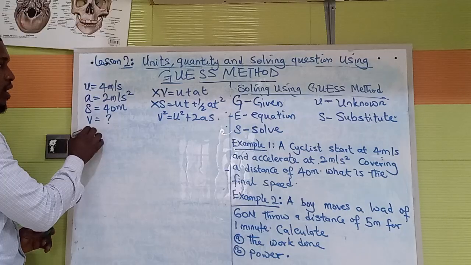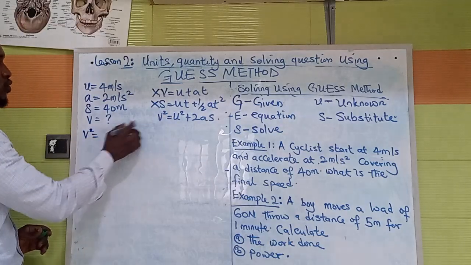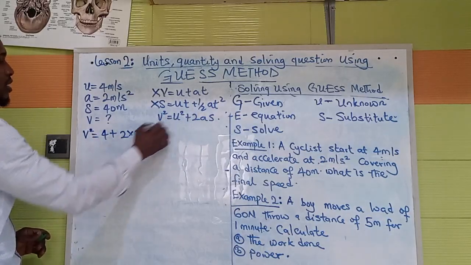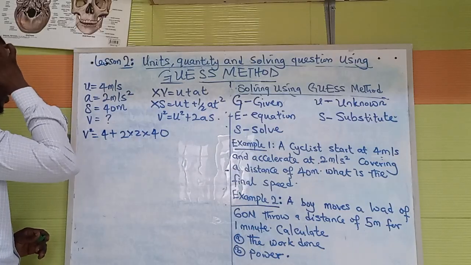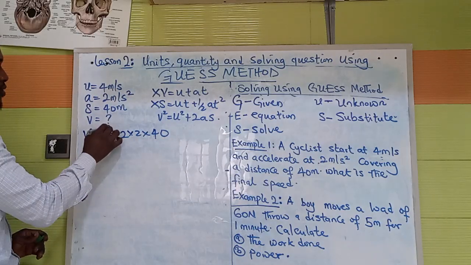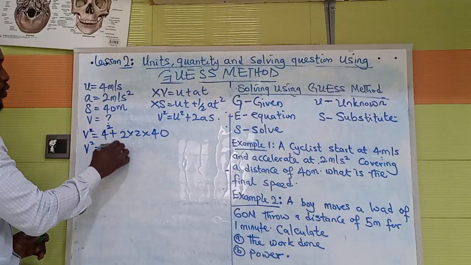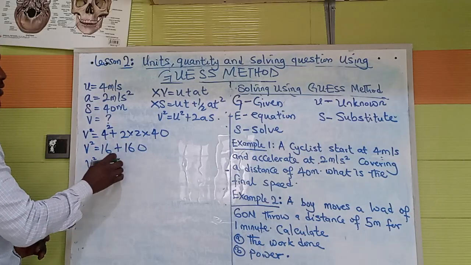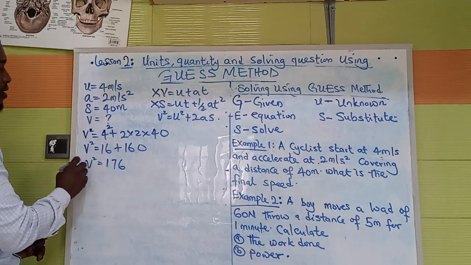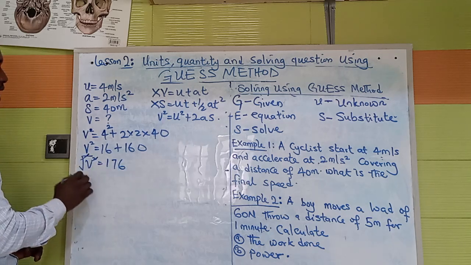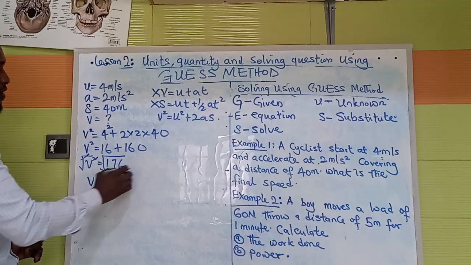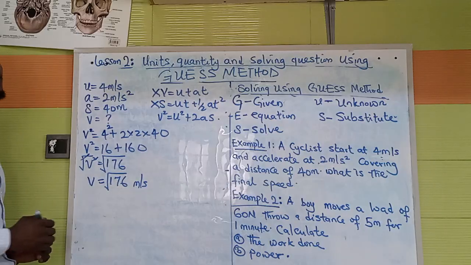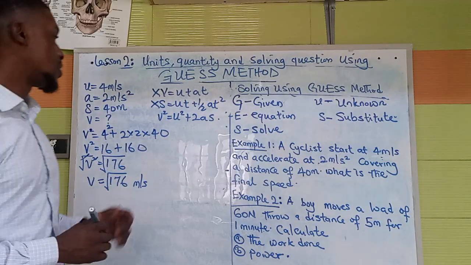So we have v squared is equal to u squared plus 2ax, where u is 4, acceleration is 2, and distance is 40. Sorry, this is squared. So we have 16 plus, this will give us 160. If you add this, this will give us 176. To cancel the square, you square root both sides. So your v will equal the square root of 176 meters per second. So that is how we solve that using the GUESS method.